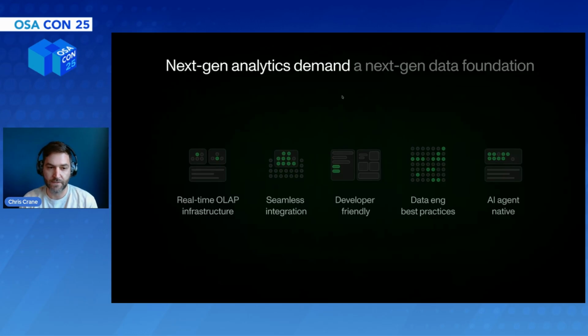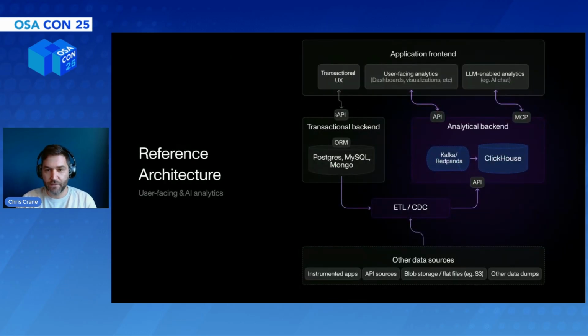And that requires a couple things. First, of course, you need the high performance real-time analytical infrastructure with databases like ClickHouse, streaming like Kafka and RedPanda. But you want that to seamlessly integrate into the tools and technology that you already have in your development flow and that you already have in your application stack, while still bringing in data engineering best practices so that you get the performance on these analytical workloads. And then, of course, you want it to be AI agent native as well. So this is the kind of data foundation that we're trying to help our open source users and our customers create. And with that, let me jump into showing you what this can actually look like.